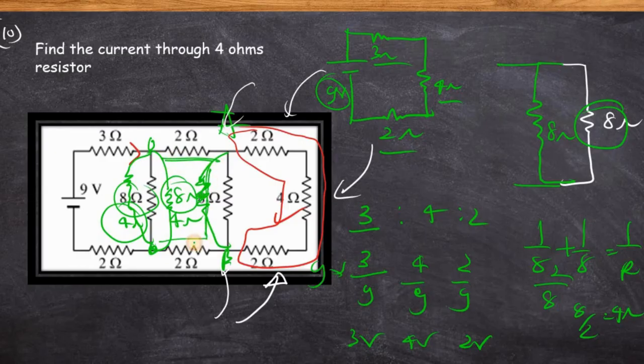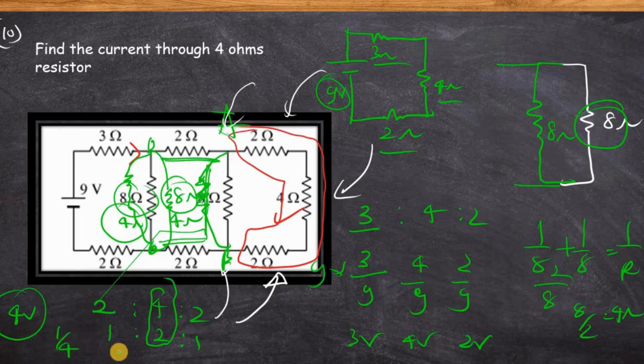2, 4, 2, right? Correct. So 2, 4, 2. So 1 is to 2 is to 1. So across this 4 we'll be getting, altogether, 4 volt. Once we split 1 is to 2 is to 1, let's find the ratio: 1 over 4, 2 over 4 and 1 over 4. I hope this is clear.